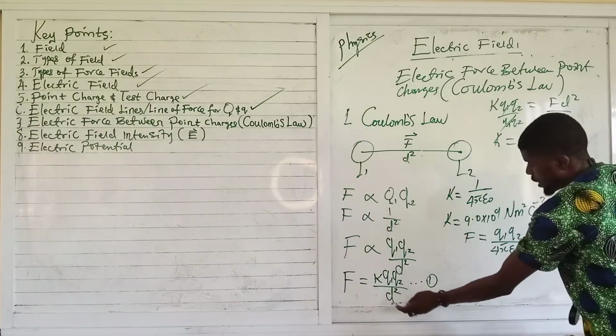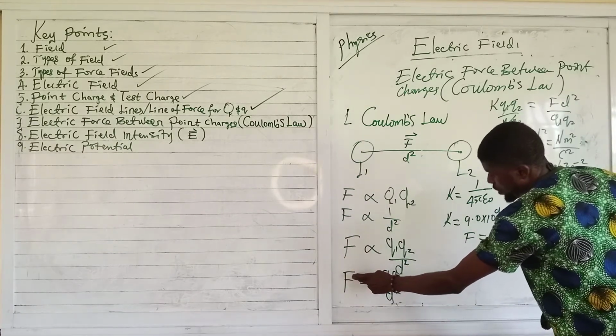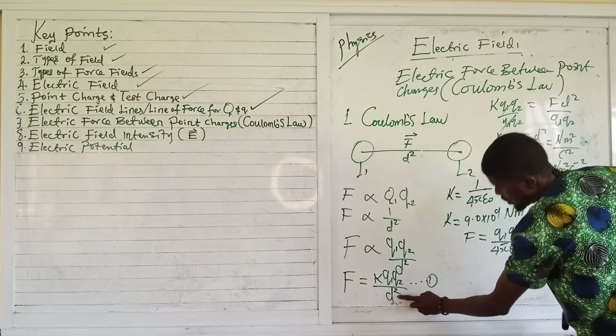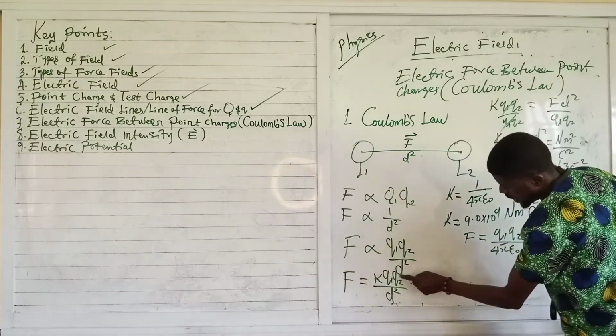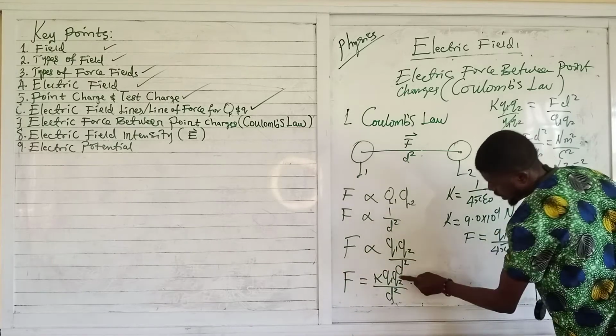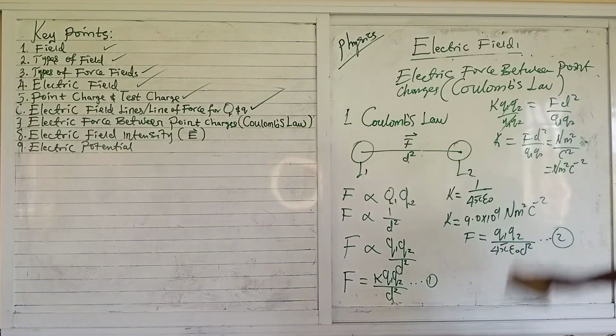So from here, it means that an increase in D squared causes F to decrease. That is the meaning of the equation.